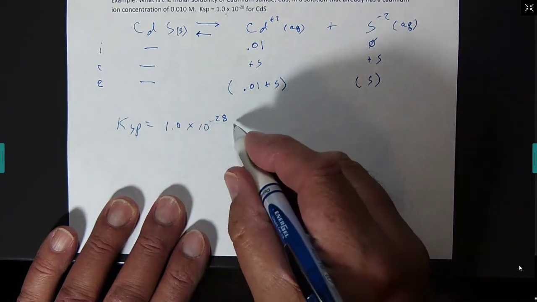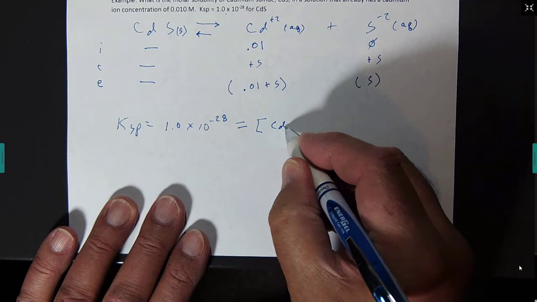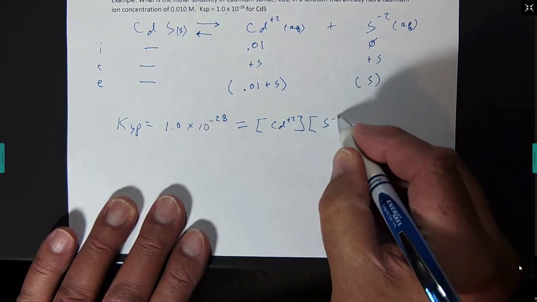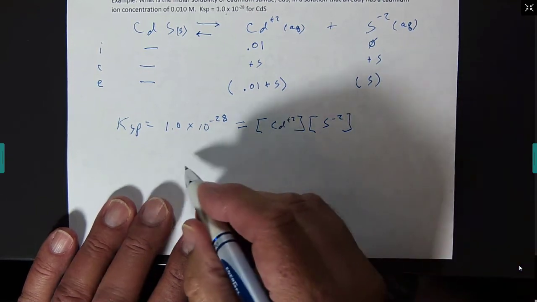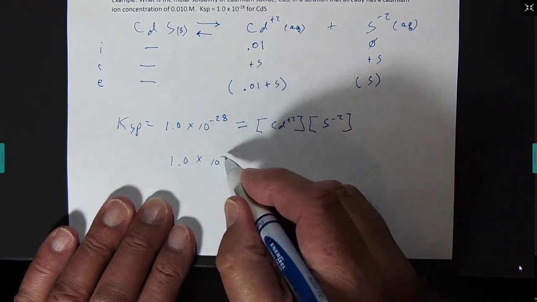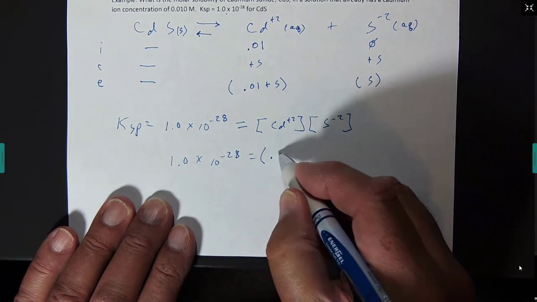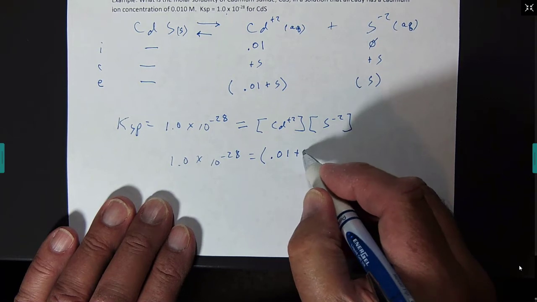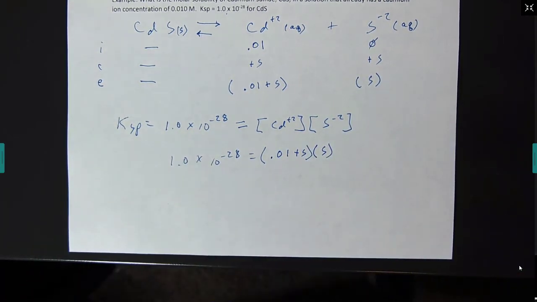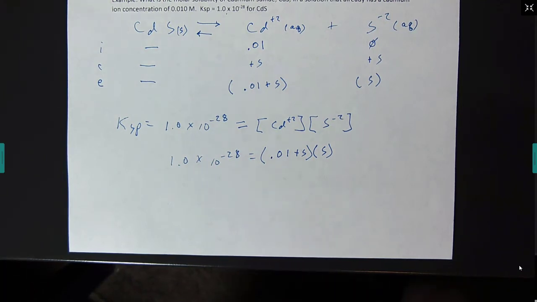Anyway, so your Ksp value is that nice small number, and that's equal to the concentration of the cadmium times the concentration of the sulfide. So we get 1.0 times 10 to the negative 28th is equal to (0.01 plus S) times S. Hey guys, this is going to be a quadratic equation. It's going to get ugly. Here's how you simplify it.